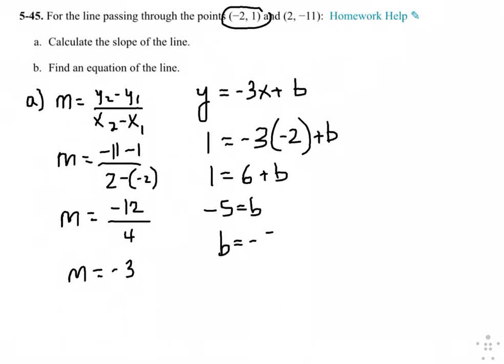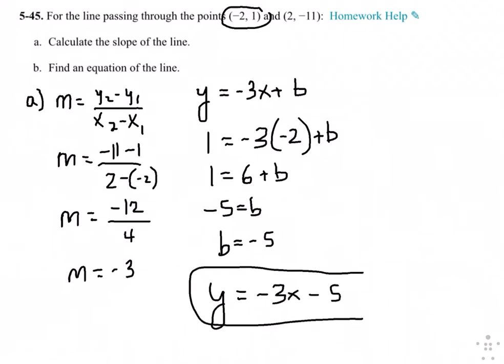b equals negative 5. So the equation would be y equals mx, m is negative 3, plus b, b is negative 5. So y equals negative 3x minus 5. So A was this, and then B, the work was here.